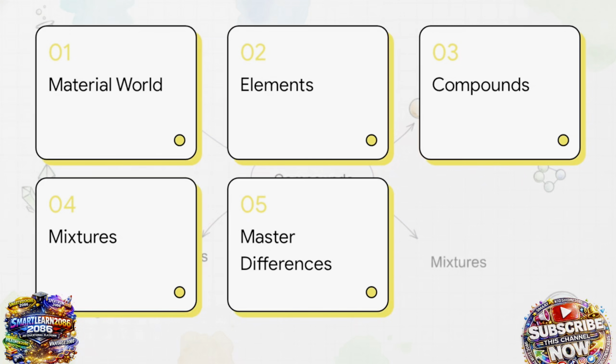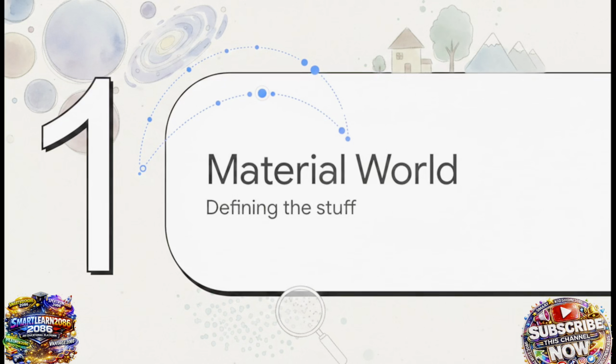All right, so here is our roadmap for today's explainer. We'll kick things off with welcome to the material world. Then we'll hit elements, the purest ingredients. After that, we'll look at compounds, the chemical combinations, followed by mixtures, the physical blends. And finally, we'll wrap it all up with mastering the differences. Okay, let's dive right into this.